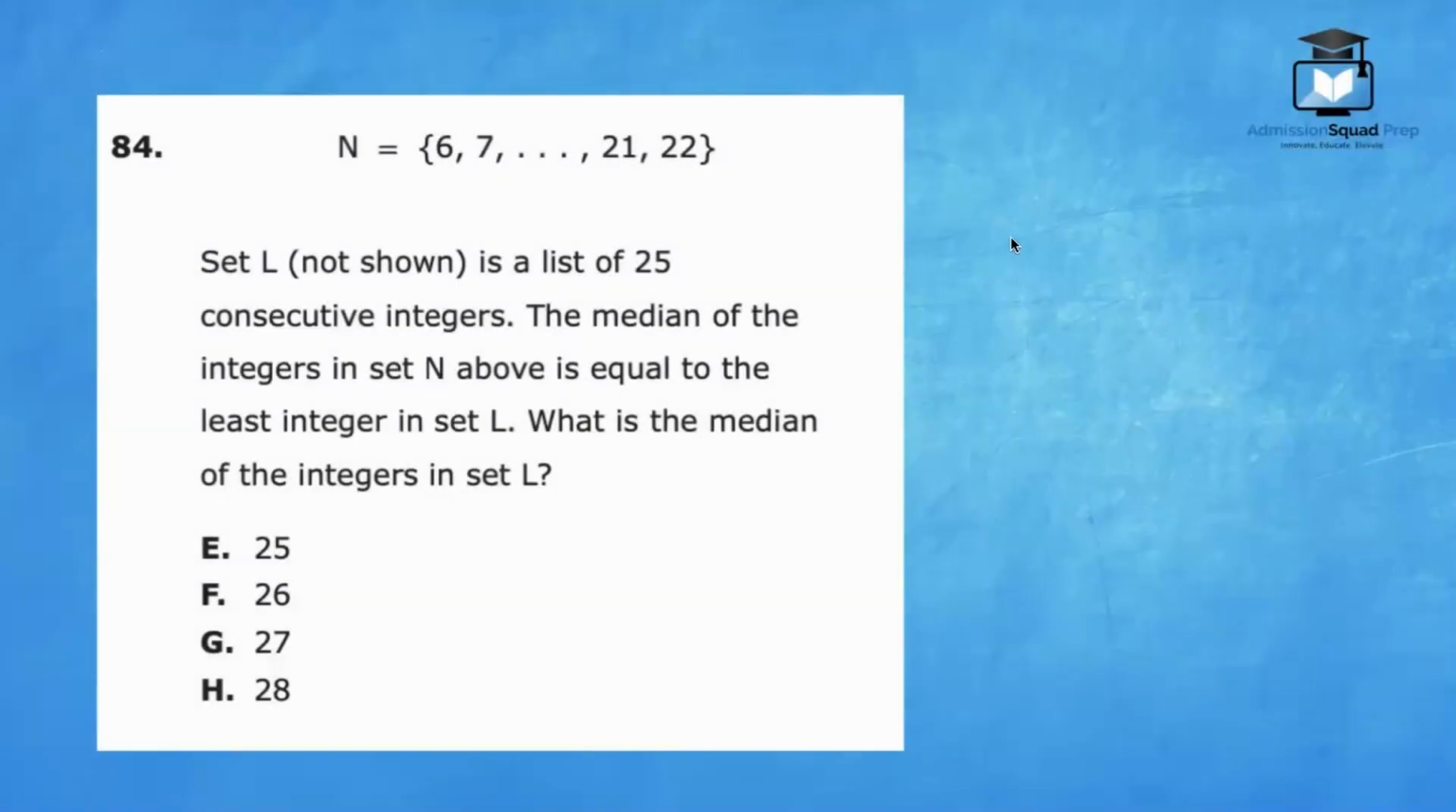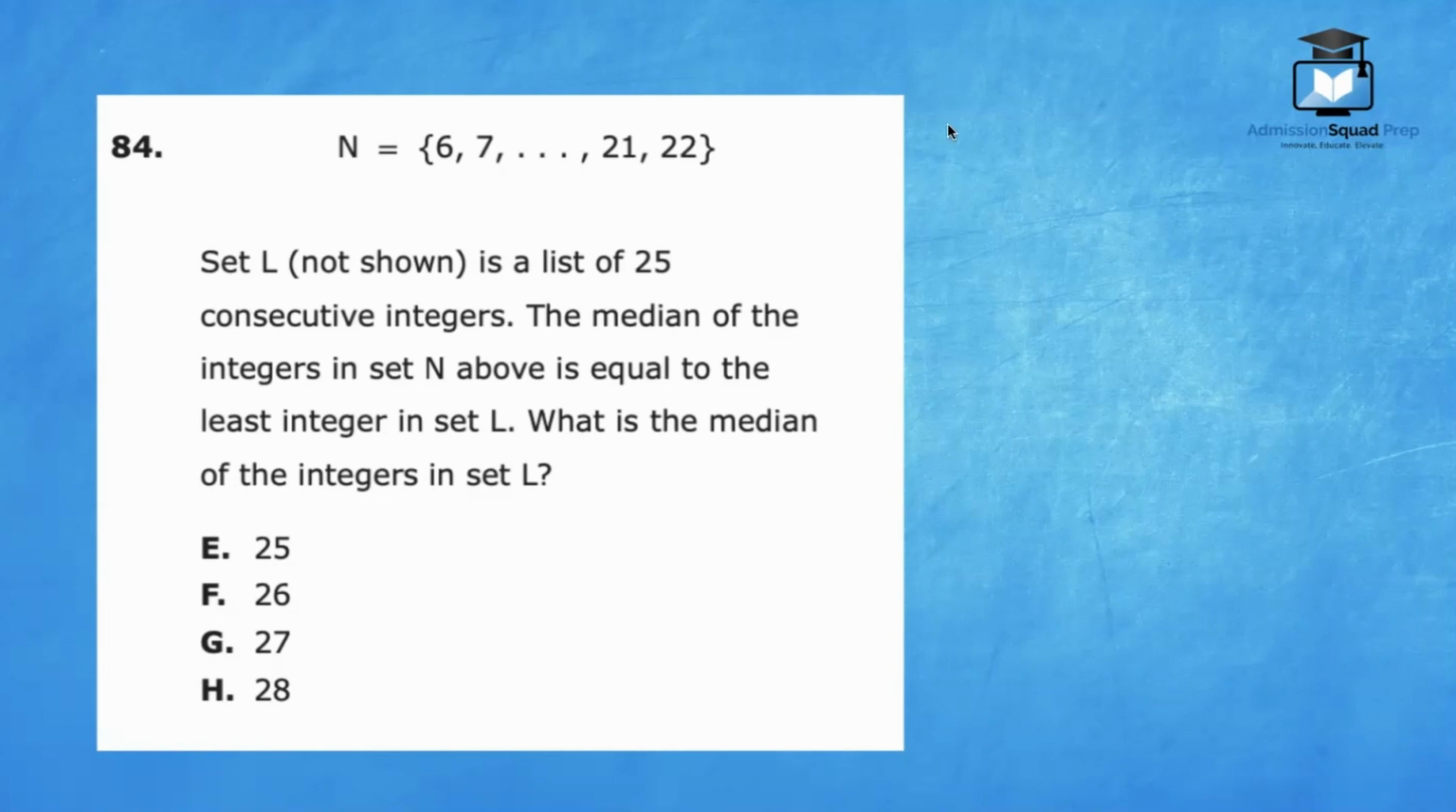Number 84, n equals the set of consecutive integers from 6 up to 22. Set L, not shown, is a list of 25 consecutive integers. The median of the integers in set n above is equal to the least integer in set L. What is the median of the integers in set L? Let's start by finding the median of the integers in set n.